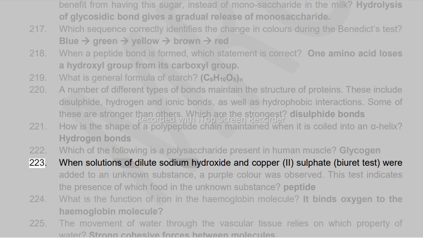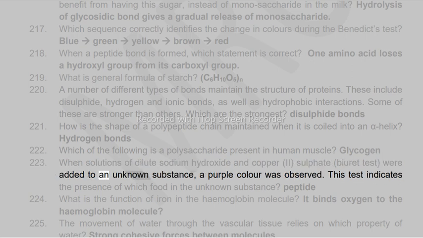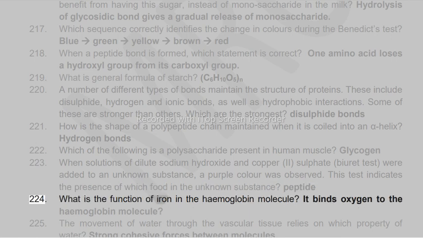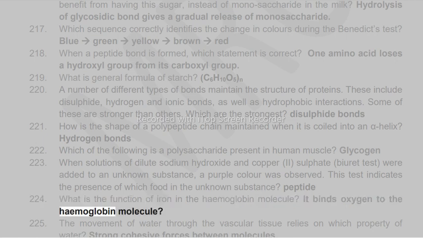Glycogen. 223. When solutions of dilute sodium hydroxide and copper(II) sulfate, the Biuret test, were added to an unknown substance, a purple color was observed. This test indicates the presence of which food in the unknown substance? Peptide. 224. What is the function of iron in the hemoglobin molecule? It binds oxygen to the hemoglobin molecule.